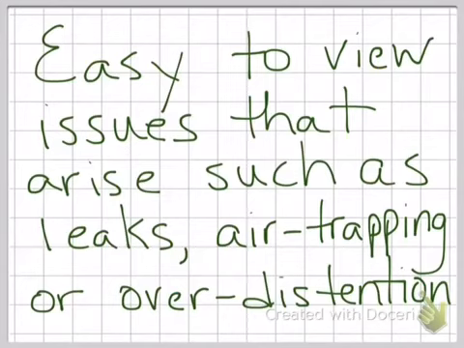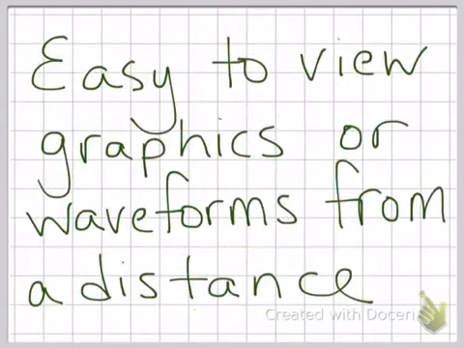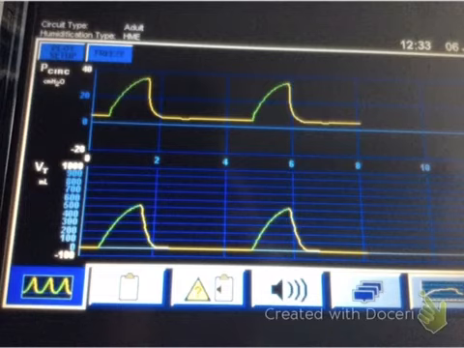So it's easy to view issues that arise such as leaks, air trapping, or over distension simply by using your graphic display. It's also quite easy to view graphics or waveforms from a distance, say as you're walking through the unit passing by patients' rooms who are on ventilators. You can easily look in and look at the graphic from a distance much more readily than some of the numbers that are displayed.